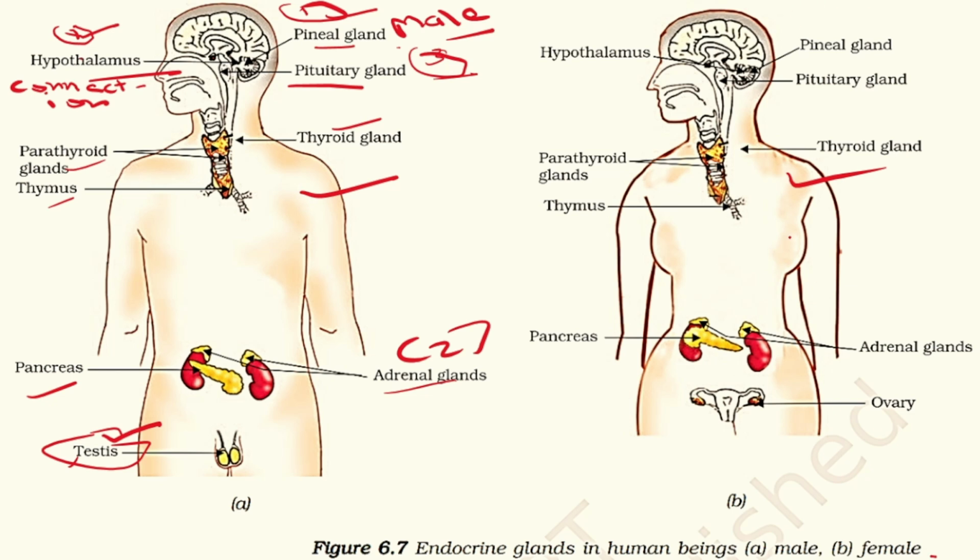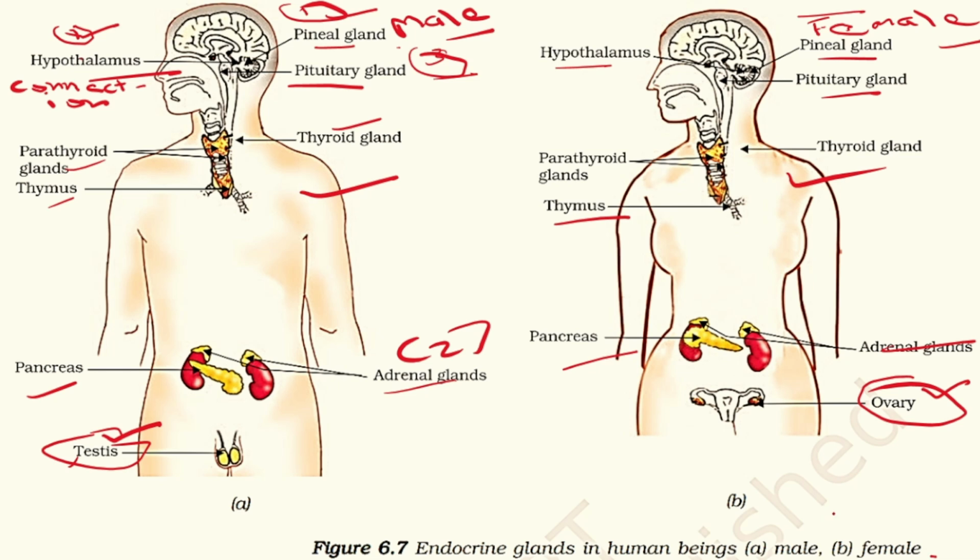Next, we have this female endocrine system. In female also we have this pineal gland, pituitary gland, hypothalamus, thyroid, parathyroid, thymus gland, and pancreas, adrenal glands. And what is different from male is here we have this ovary. Now, ovary is the female reproductive organ.